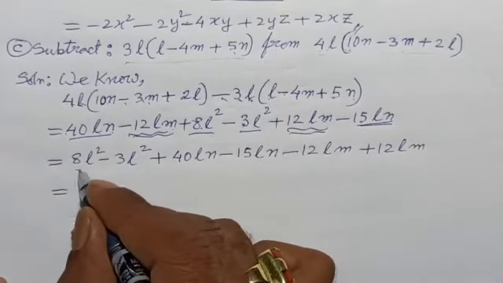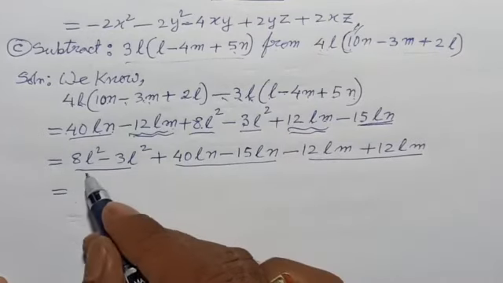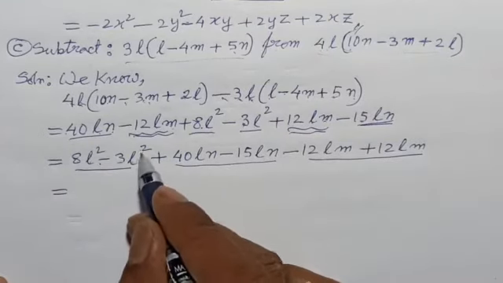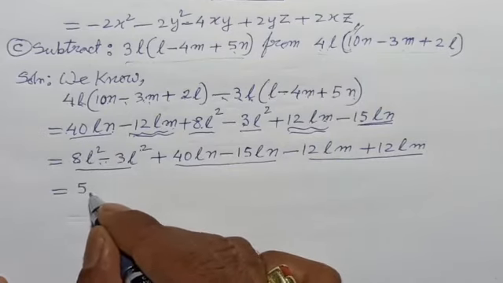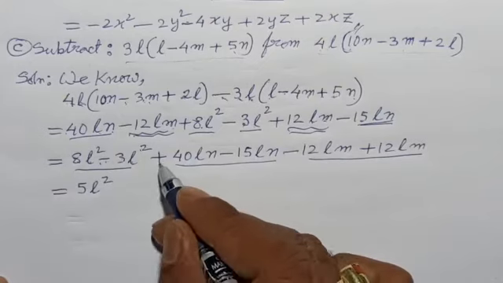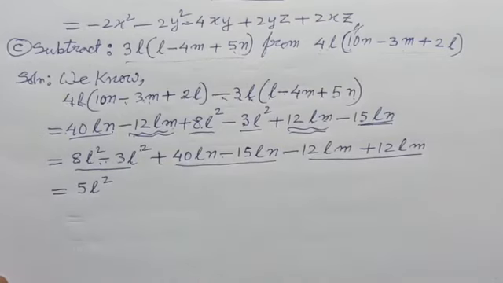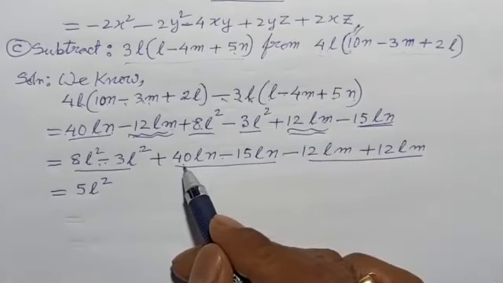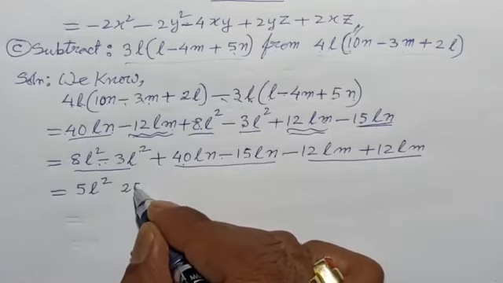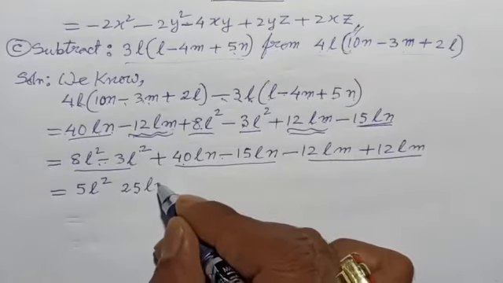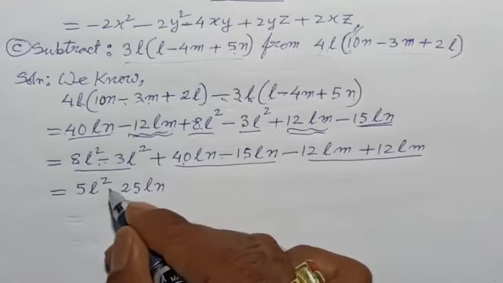These two are like terms, these two are like terms, and these two are like terms. 8l square minus 3l square. Since this is minus, 8 minus 3, if we subtract, we'll get 5. 5l square. This is plus, this is minus, the signs are different, so we have to subtract. So from 40, if we subtract 15, we get 25. 25ln. 15 and 40, 40 is bigger, so keep this bigger sign.